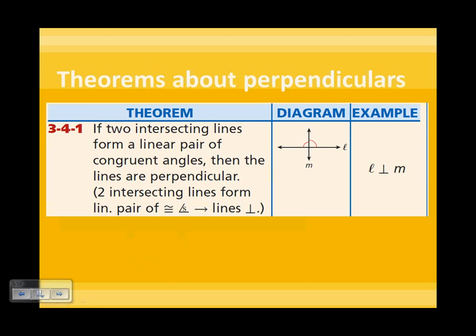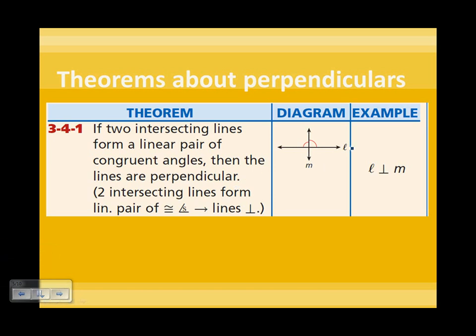Okay, now there are three theorems about perpendiculars that we're going to look at. This first theorem, Theorem 3-4-1, doesn't have a name. It says if two intersecting lines form a linear pair of congruent angles. So we have two lines here that are intersecting. They form a linear pair of congruent angles. The congruent angle marks are here. Then the lines are perpendicular.